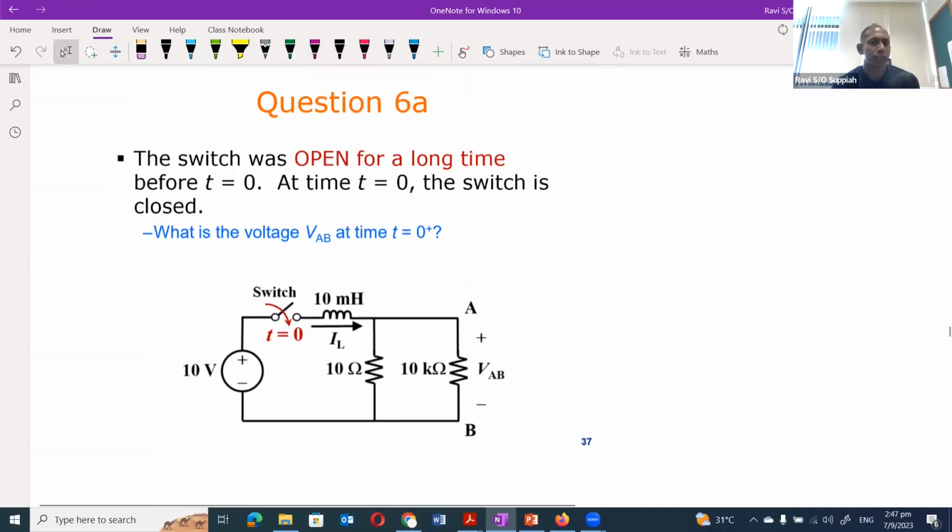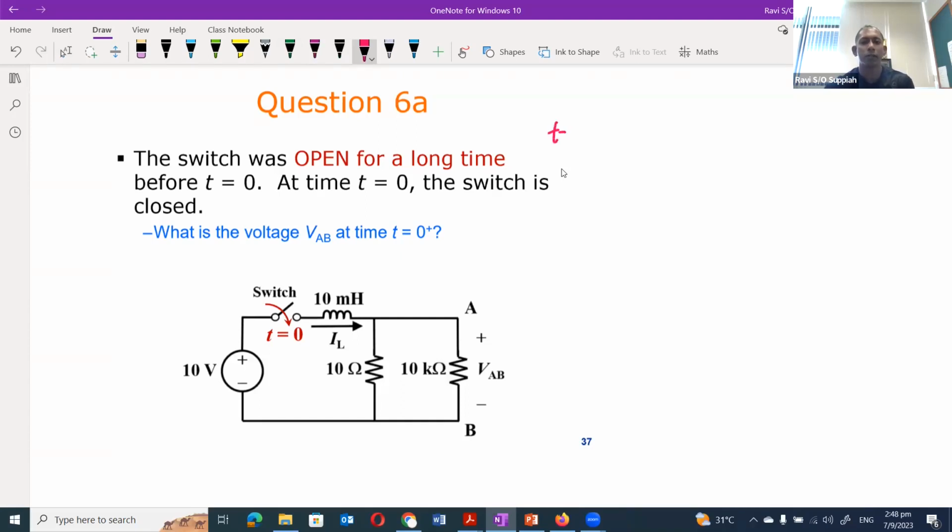Okay, so question 6. The switch was open for a long time. At time t equals 0, the switch is closed. What is the voltage VAB at time t equals 0 plus? Again, we will start off with the first principles, correct?